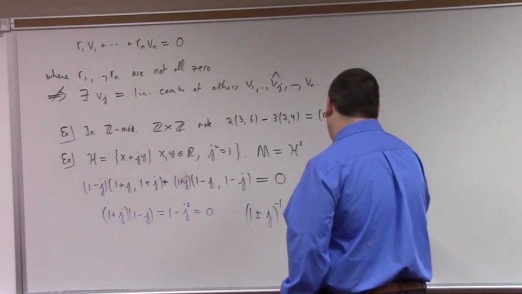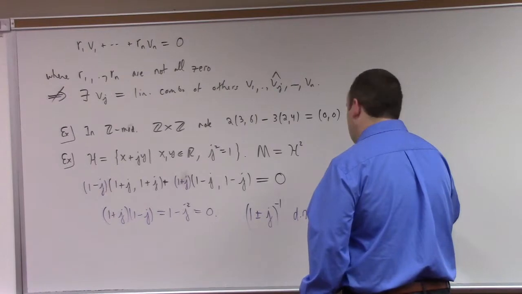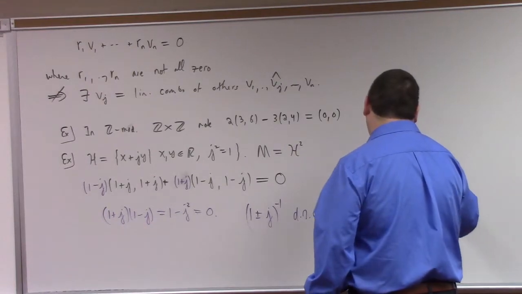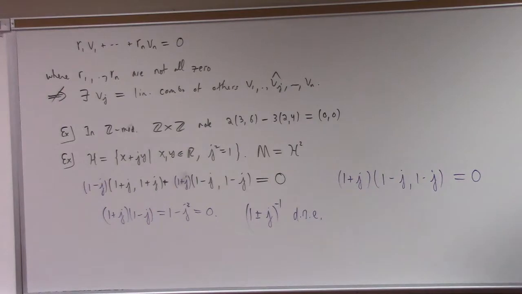I could show you that 1 plus j times (1 minus j, 1 minus j) is equal to 0 in this space. You're right, Sam. That's 0 in and of itself. And so there you go. There's a linear combination of the vector and a constant with itself giving 0.